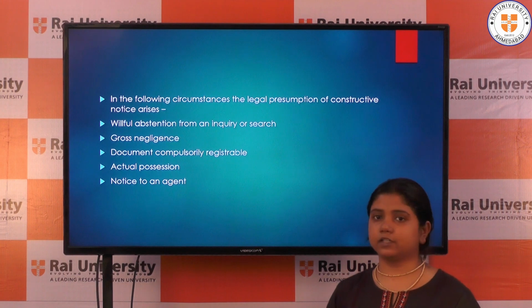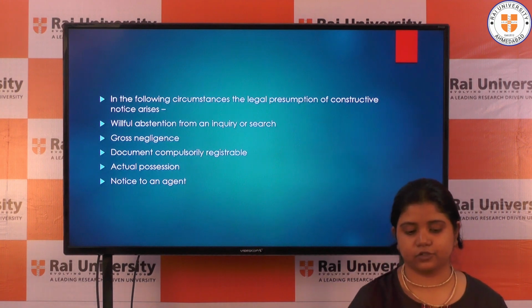In the next part we will deal with the general principles of the Transfer of Property Act.